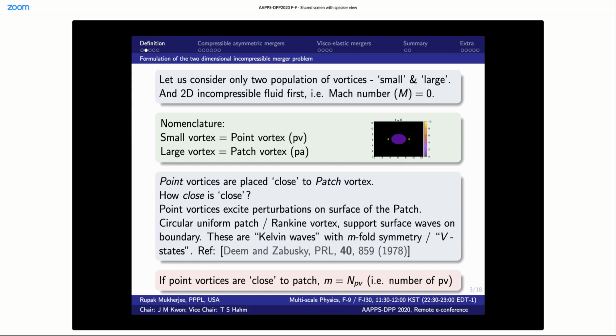And the mode number of these Kelvin waves, let's call that m-fold Kelvin waves. So these create some sort of a V state, like wavy structures on this boundary. And suppose n is the number of point vortices. So if you put n point vortices around it, it will generate a perturbation, or a surface wave with mode number m. So m equals n_PV.